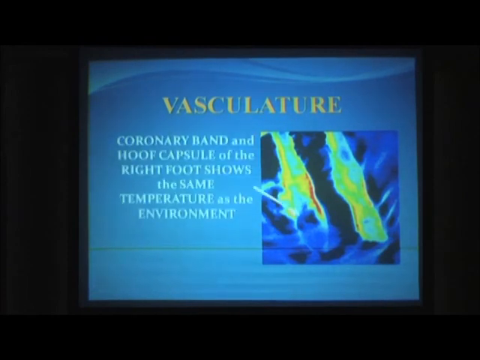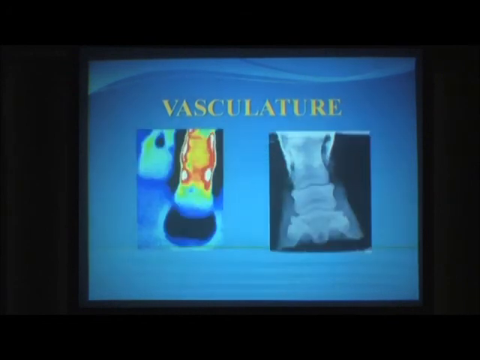Vasculature, you're looking at, this is a horse that basically has got frostbite foot. The coronary band and the hoof capsule of the right foot show the same temperature as the environment. She's very cold. Indicative of loss of blood supply. Now, if we also take a picture of that foot, yes? Just about this bandaging. I read some research that bandaging can harm a horse more than it can do good because you're taking away the natural movement mechanism. Right.